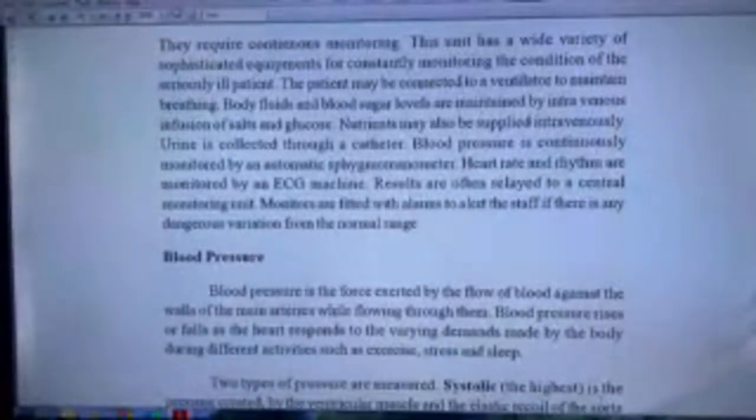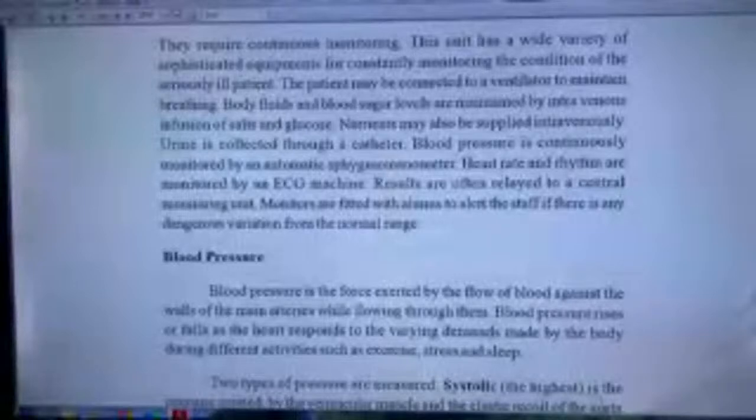Intensive coronary care unit, ICU. All major hospitals in urban towns and cities have intensive coronary care units to care for people in a critical or unstable condition. They require continuous monitoring. This unit has a wide variety of sophisticated equipment for constantly monitoring the condition of the seriously ill patient. The patient may be connected to a ventilator, and blood sugar levels are maintained by intravenous infusion of salts and glucose.